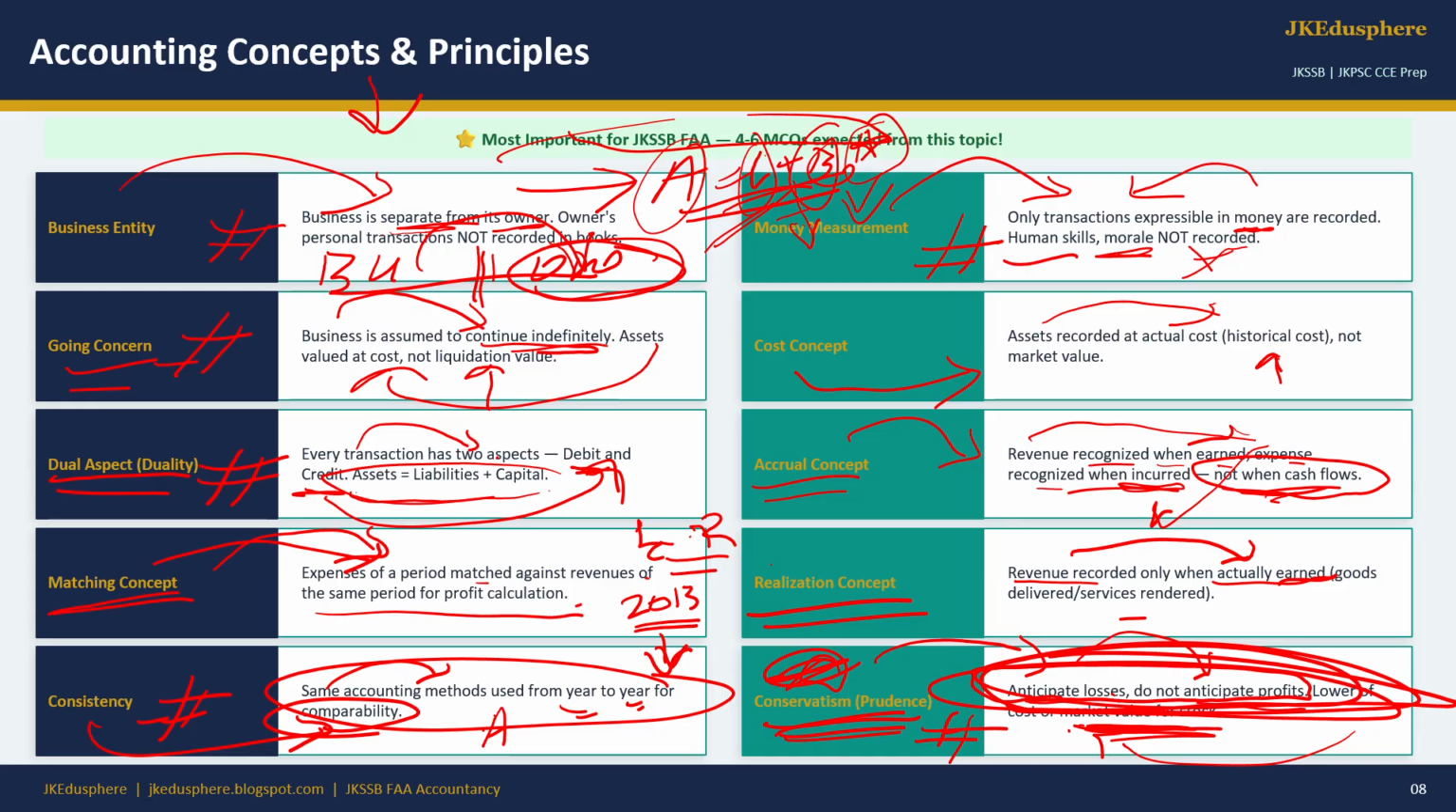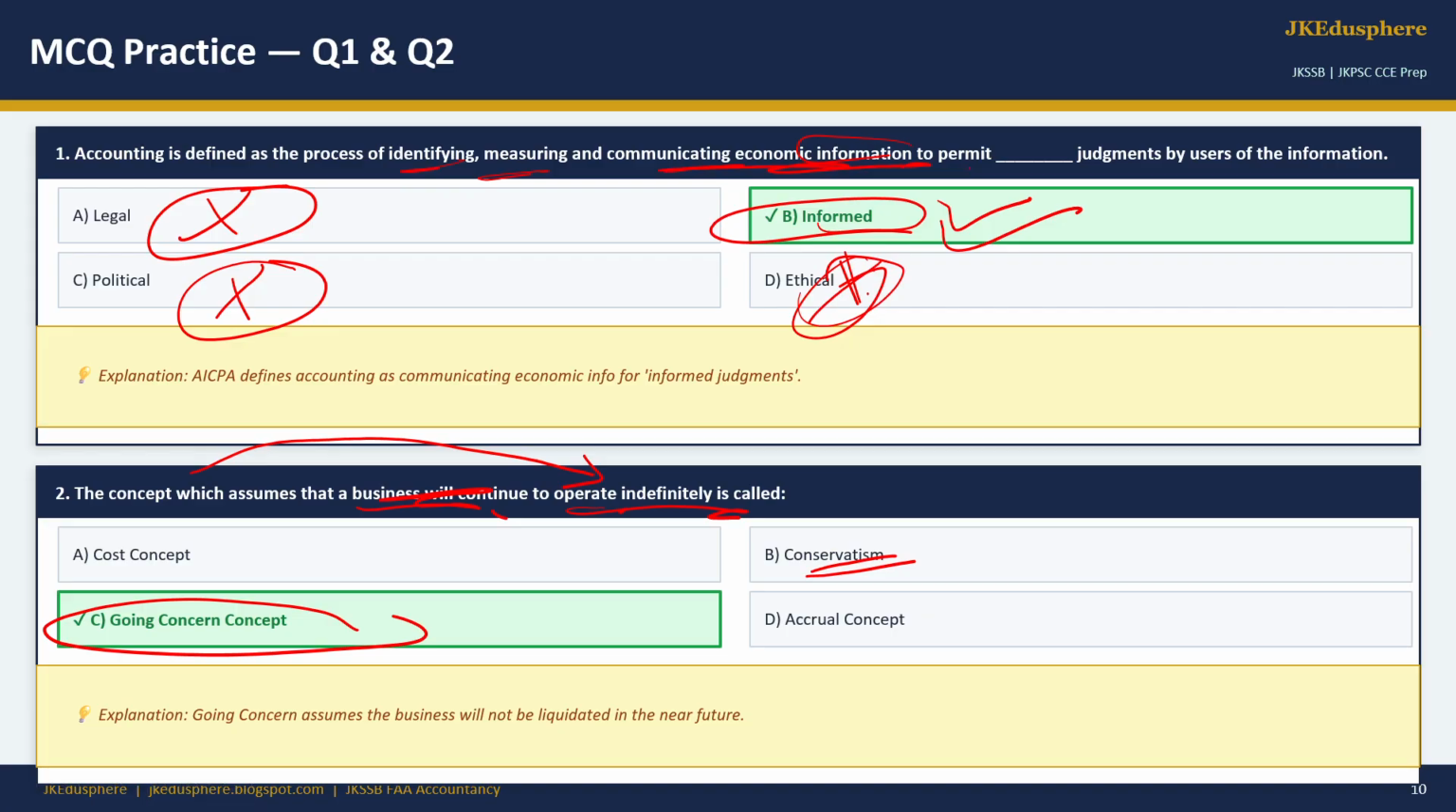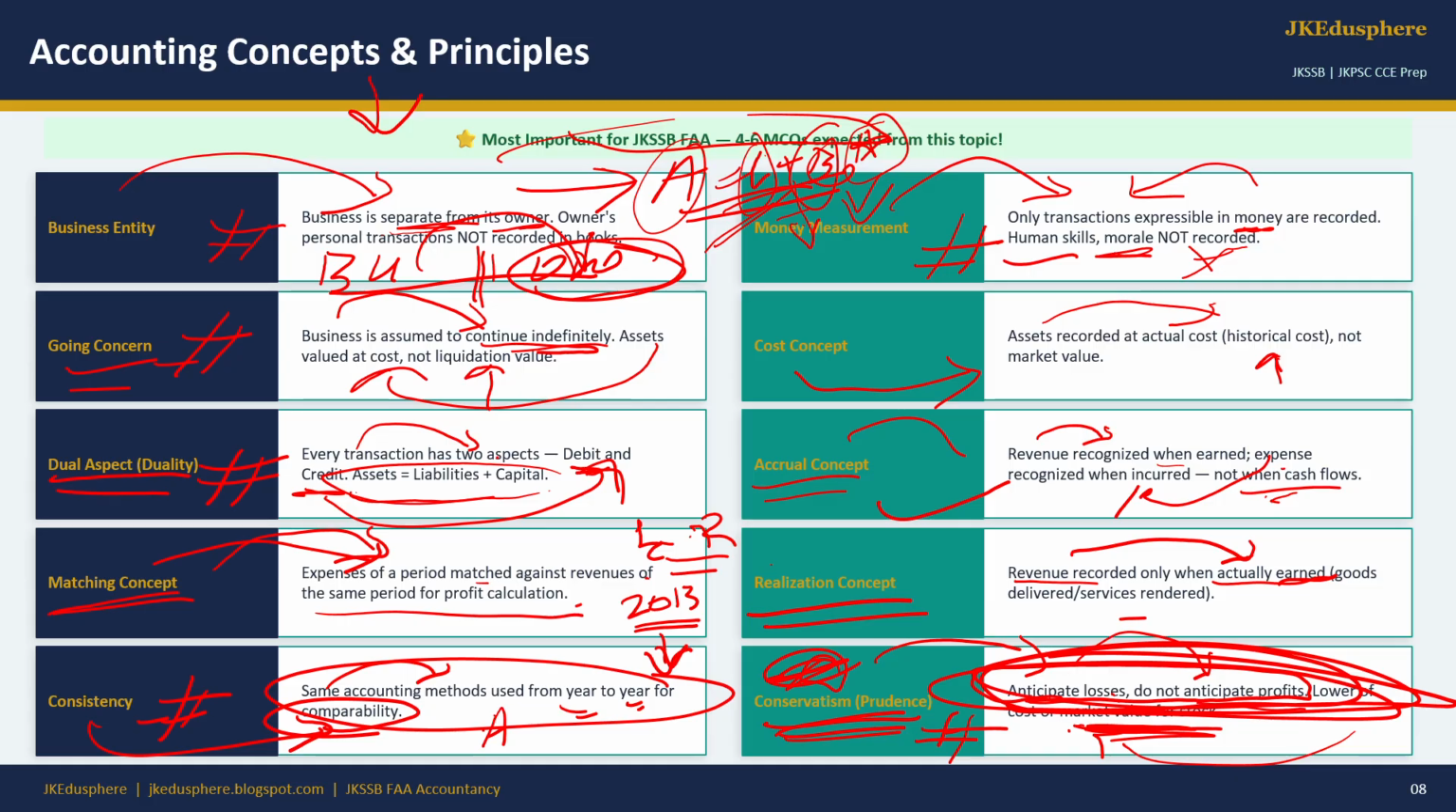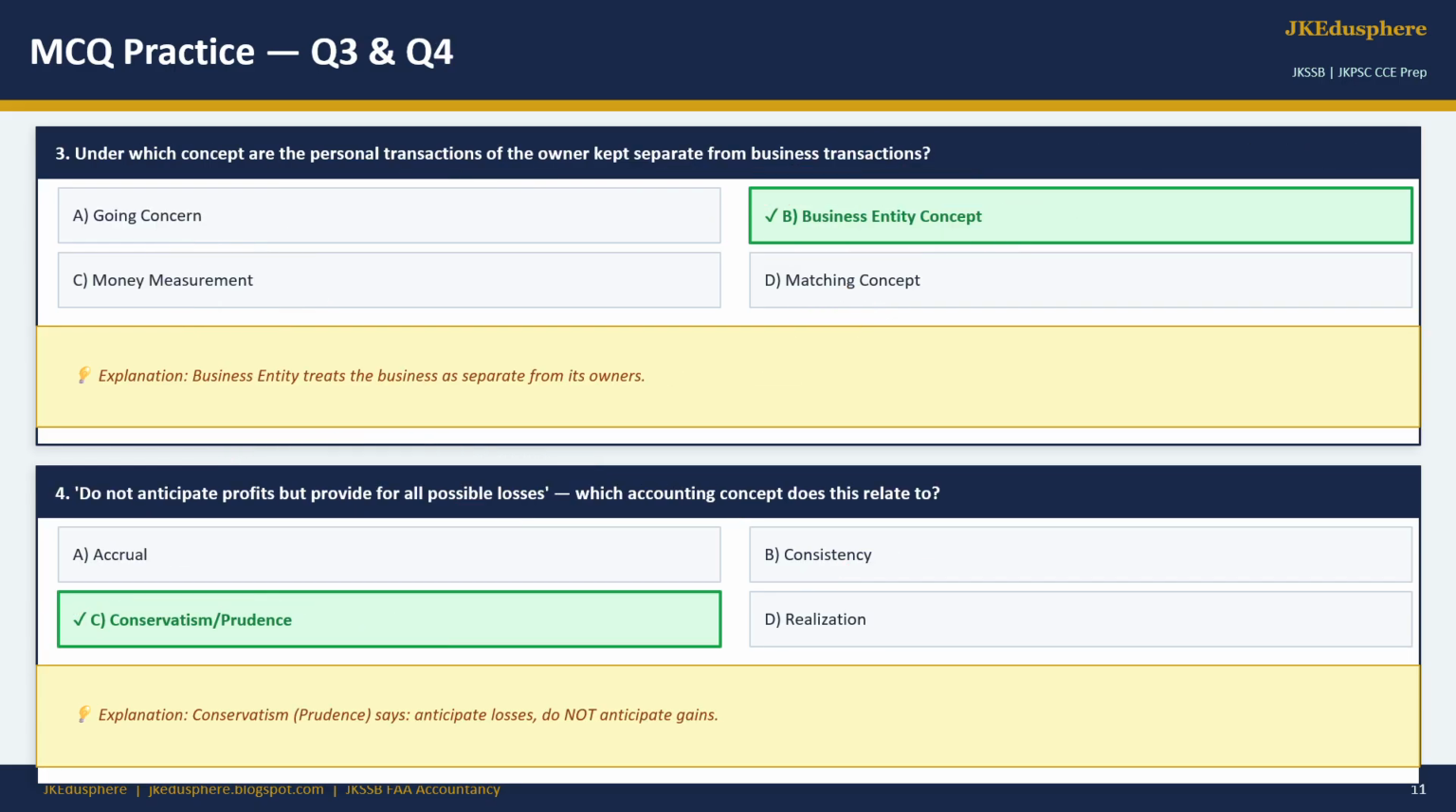So the other one is accrual concept. What is accrual? So accrual is revenue is recognized when earned. Right? Revenue is recognized when earned. This we have to remember: the revenue is recognized when earned and expense is recognized when incurred. So next part is cost concept. So we'll have to see cost concept as well. Asset recorded at actual cost and not at historical cost.